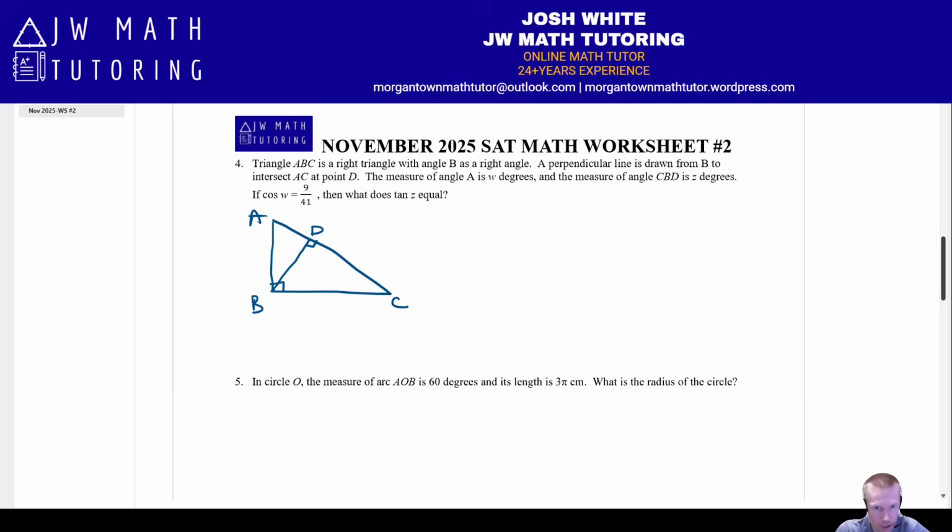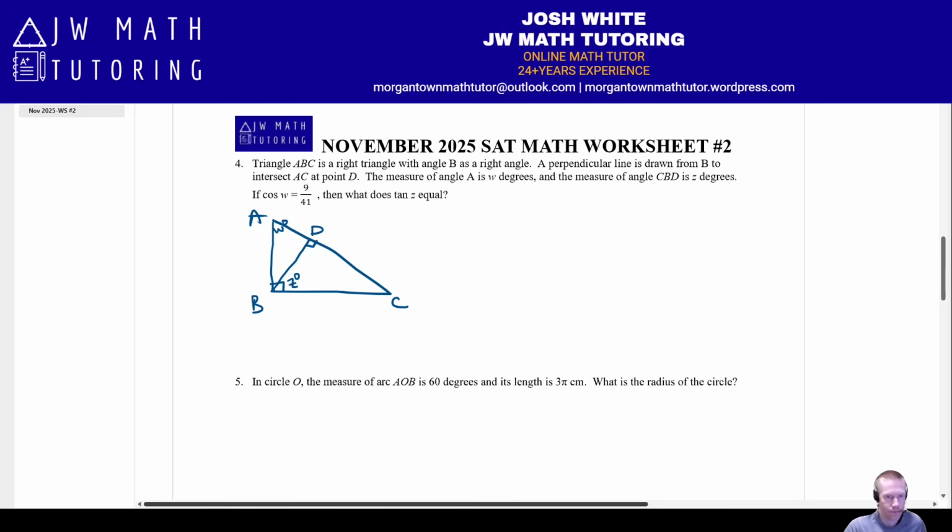Okay, the measure of angle A is W degrees. The only reason I'm doing that is because the problem mentions W and Z. And the measure of this other angle down here is Z degrees. If cosine W equals 9 over 41, then what does the tangent of Z equal? There are two different ways you could solve this. I'm going to show you both of them. I think the first way is faster, but possibly not.